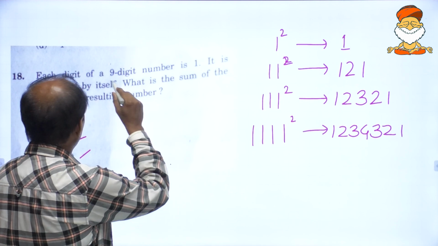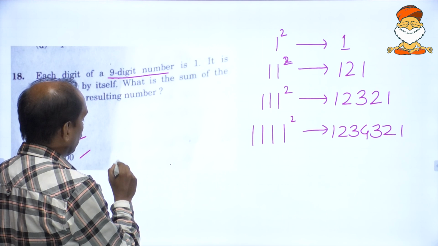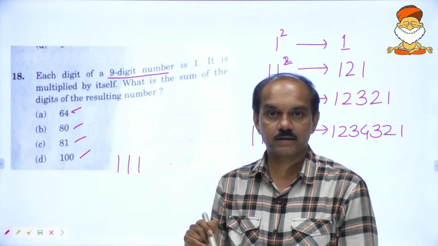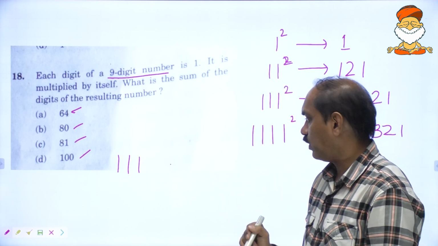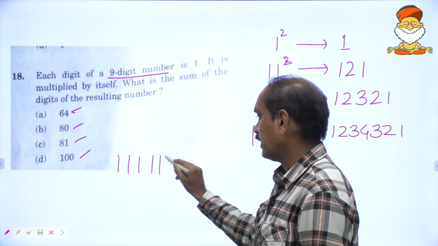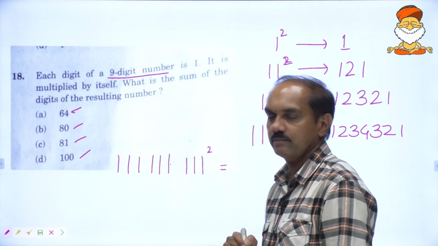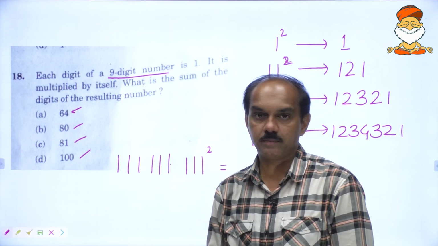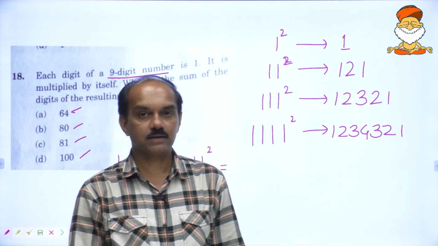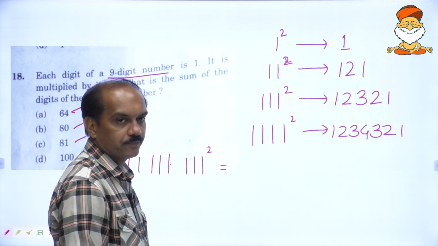Now in the problem it is a 9-digit number, meaning we want the square of a 9-digit number with only 1 as its digits: 1, 2, 3, 4, 5, 6, 7, 8, 9. We want its square. That is the first part. The second part is you will have to add all the digits in the resulting number. So we have got 9 ones here.